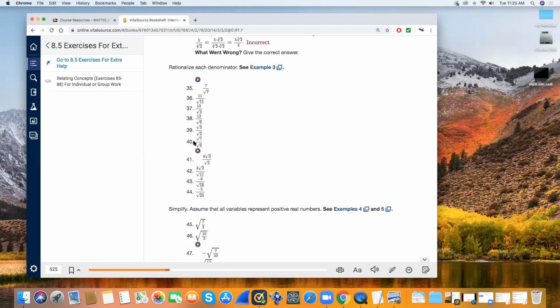40 then. The question is to rationalize each denominator. The key word here is to basically remove or get rid of the radical from the denominator. That's what rationalize means. So we want to transform this in a way that we end up with a new expression or a number without the radical on the denominator. It doesn't matter if the radical is still up in the numerator, but it can't be in the denominator. That's what we mean by rationalizing the denominator.